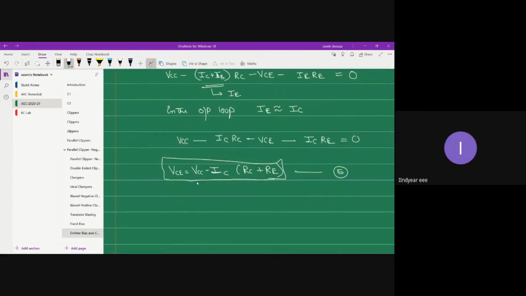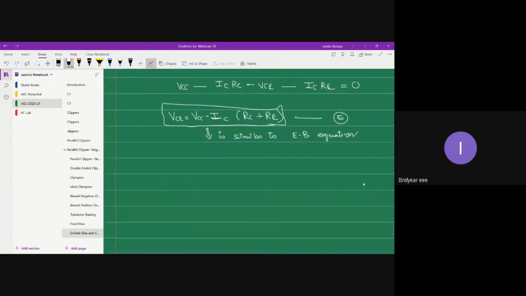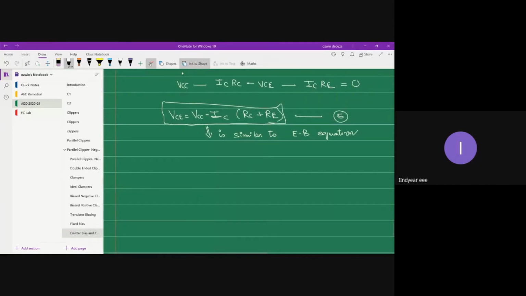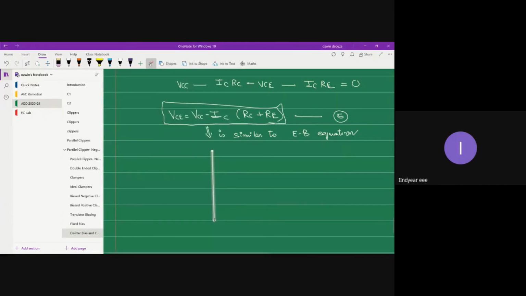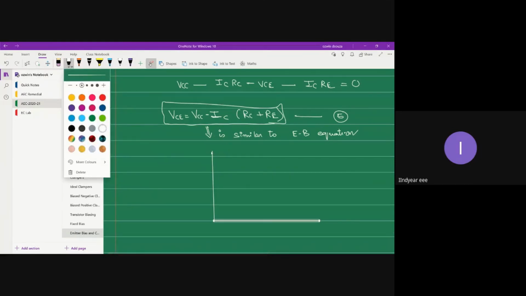If you observe equation number 5, it is pretty clear that this equation is similar to the emitter bias equation, and therefore you should get a similar load line graph. Because the output equation is the same, it is quite obvious that the load line will also be the same. So quickly let me construct the load line.